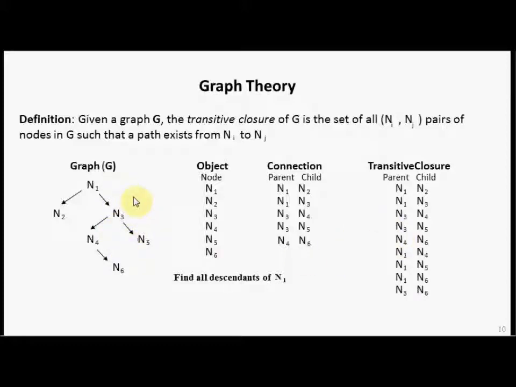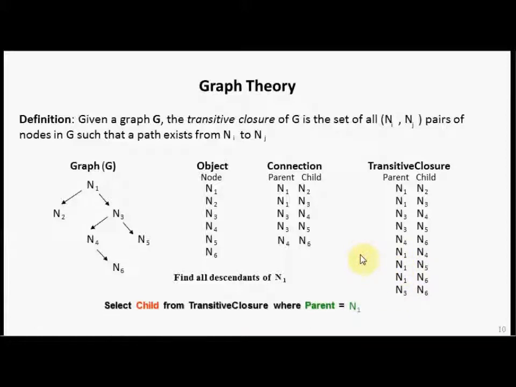Take any two nodes in the graph, let's say starting with N1 and looking at N6. Does there exist a directed path from N1 to N6? The answer is yes. Therefore, we see a transitive closure record here. Does there exist a directed path from N2 to N6? Notice I say the word directed, you have to follow the directions of the arrows. The answer is no. So N2, N6 does not show up here.